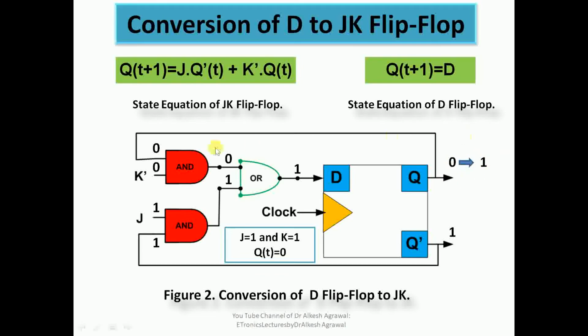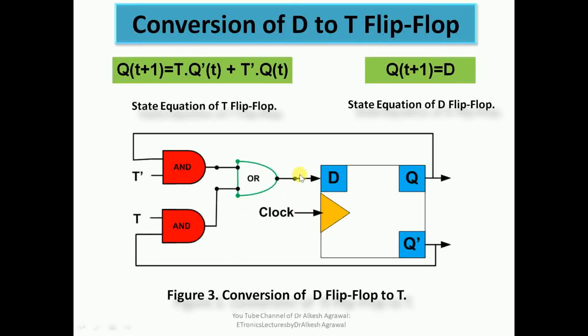So now this is behaving as a JK flip-flop. Why? Because in JK flip-flop, when both inputs are high, when J is activated and K is activated, the next state is the complement. So when J is given 1 and K is given 1, the state transits from 0 to 1. So very easily this D flip-flop is converted into a JK flip-flop.